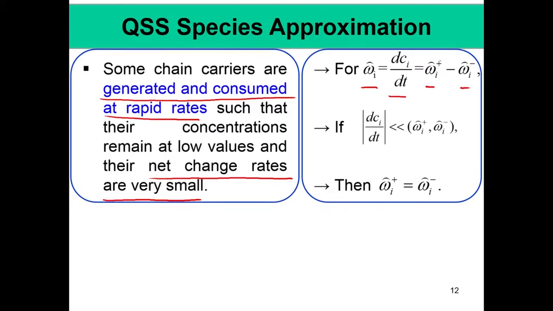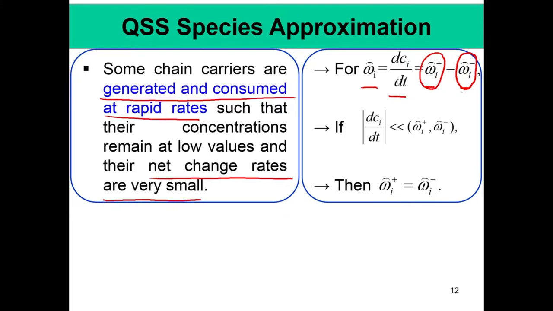Okay. Now, if the individual rates, omega I cap plus and omega I cap minus, that is the rate of production and the rate of consumption, are much larger than the absolute rate of change of the concentration of species I, then we can approximate that these two things are equal. Okay.